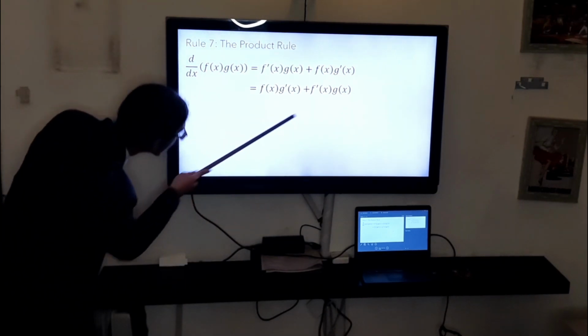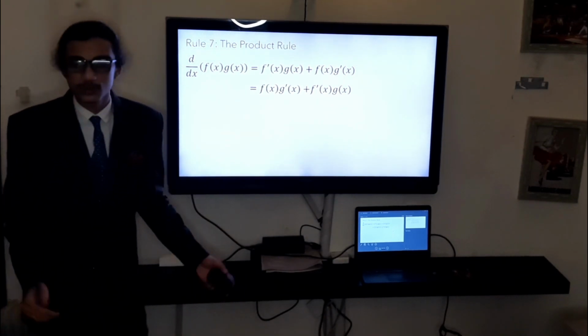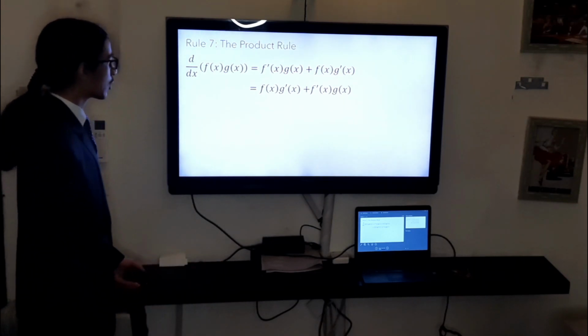Now for the second version right here, there's actually an acronym of sorts you can use, not even an acronym, just something to remember it by.